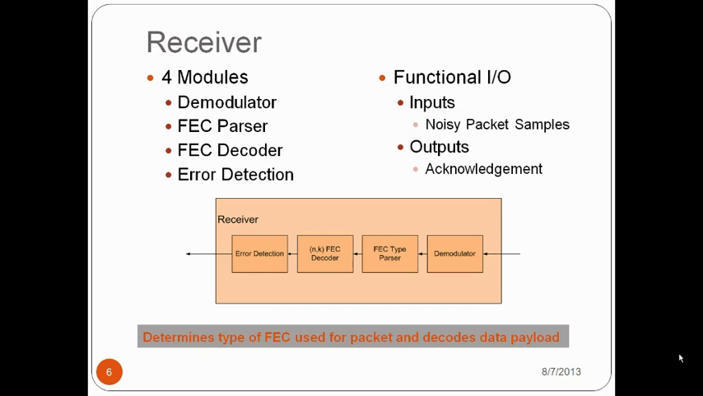uses the demodulator from MATLAB, and then comes up with baseband data bits, figures out the type of FEC that's being used, and then chooses the proper FEC decoder, again provided by MATLAB, and then detects if there's been any errors in the data payload of the packet. If there are no errors, it sends back an ACK to the transmitter, and if there is an error, it doesn't send anything back, and the transmitter resends the same packet again.